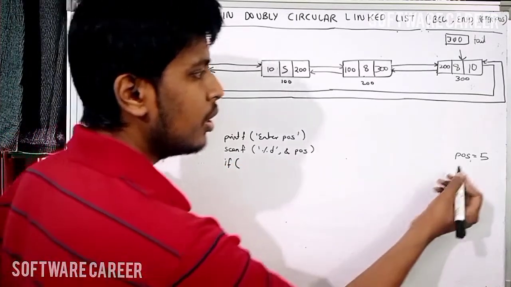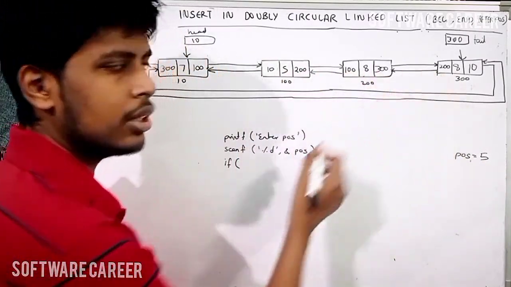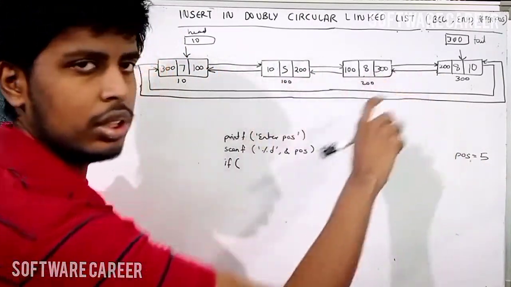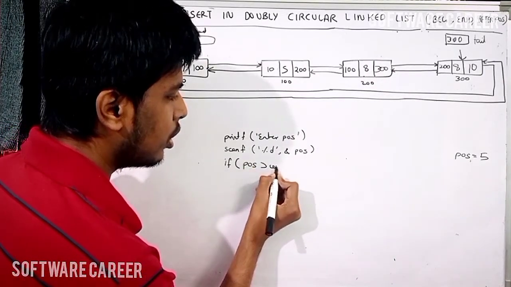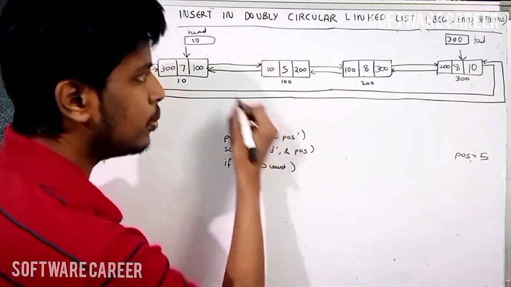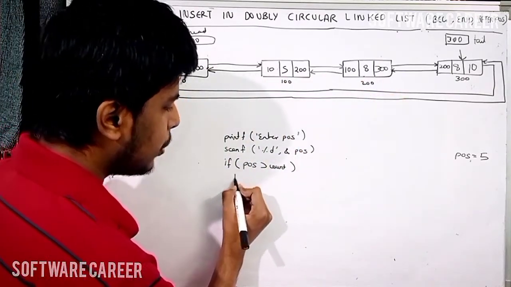If, now see, this position you have entered is greater than the number of nodes present here. So 5 is greater than 4. So you can say it's invalid. Position greater than count. Count tells us the number of nodes present in the linked list. Now if this is greater than count, you should print invalid.